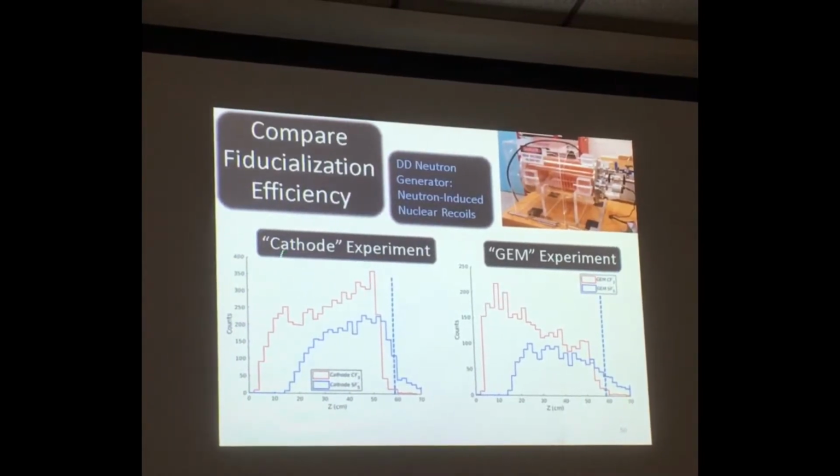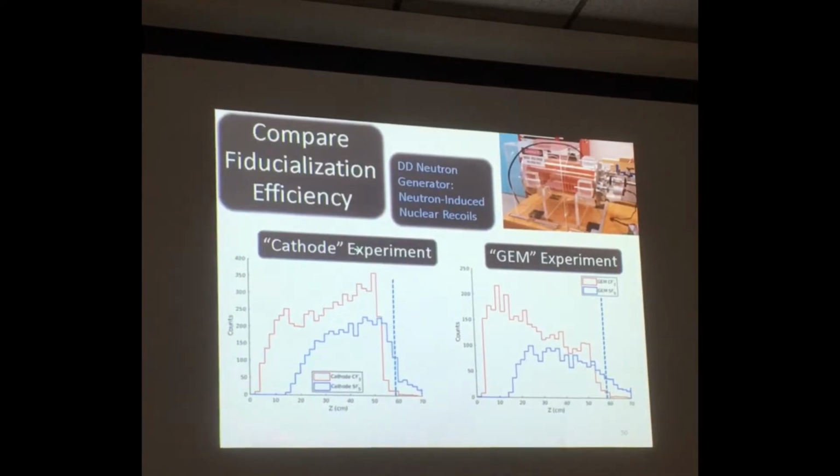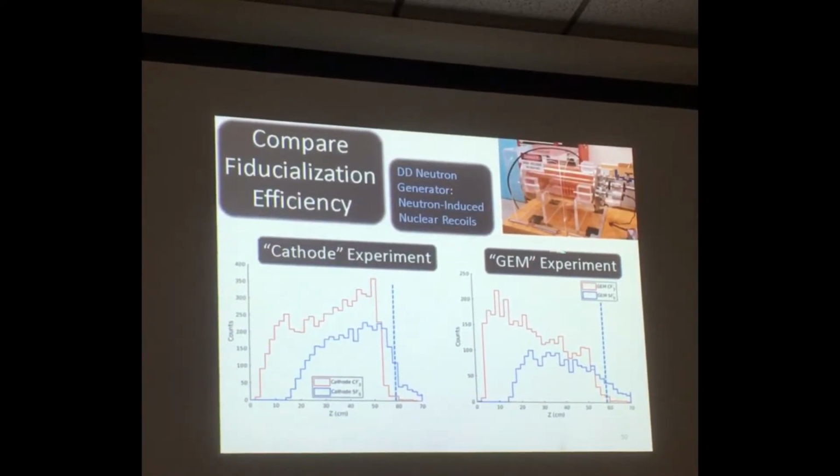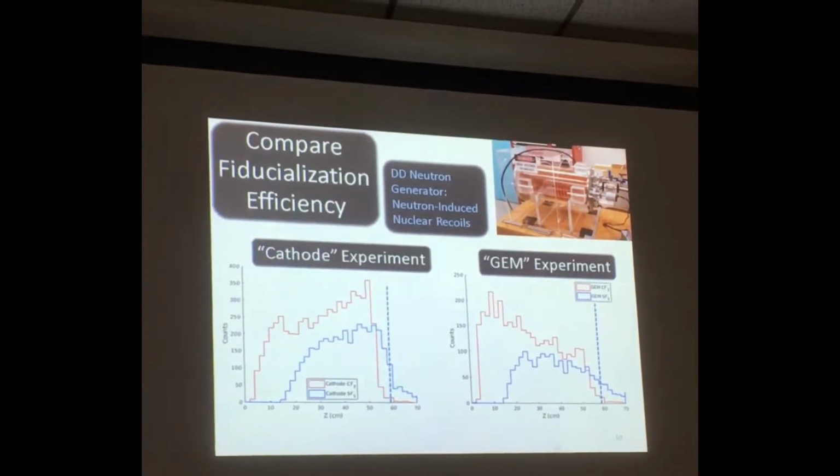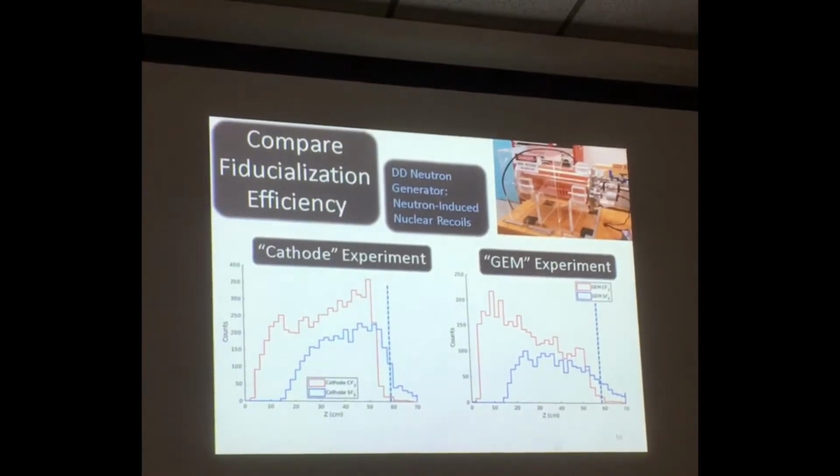And so here I do an experiment with the neutron generator. Again, cathode means on the cathode side, GEM means on the GEM side of the experiment. And this is fiducialization, not skewness, fiducialization. So this is where the event occurred inside the detector.